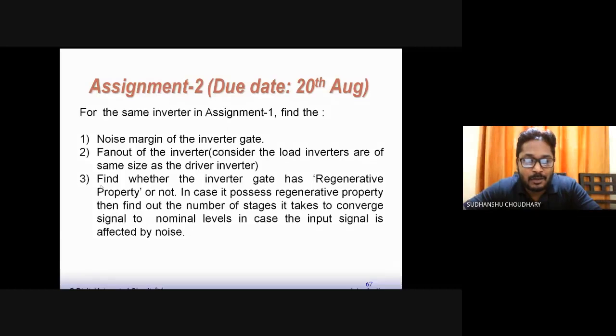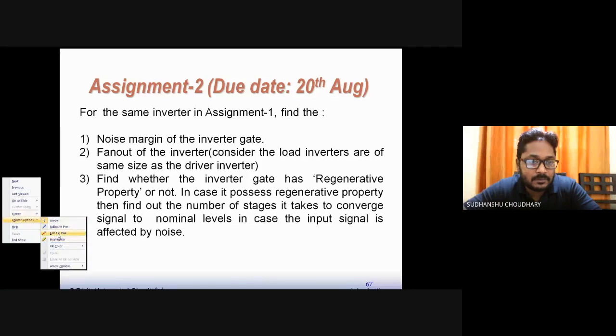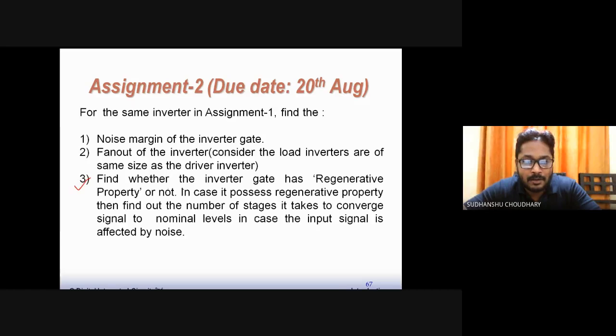Third thing, you have to also find out whether the inverter gate has regenerative property or not, that is, the gate in assignment 1. We have seen the regenerative property, that is, after passing through a certain number of stages, the nominal output levels are obtained.